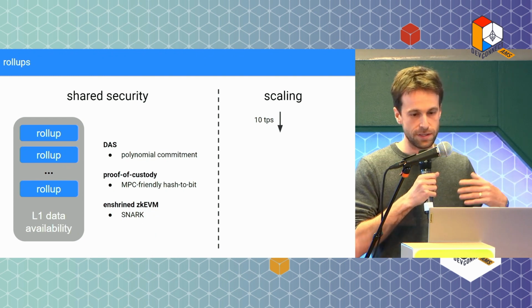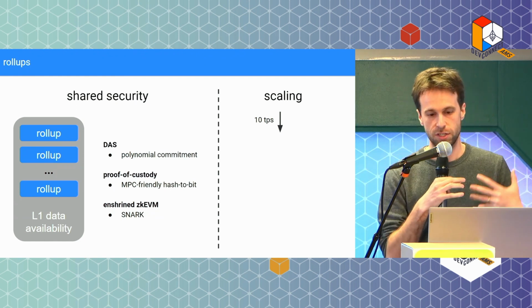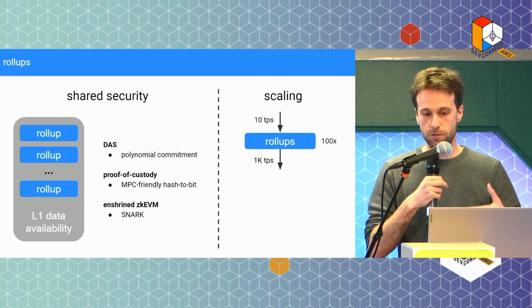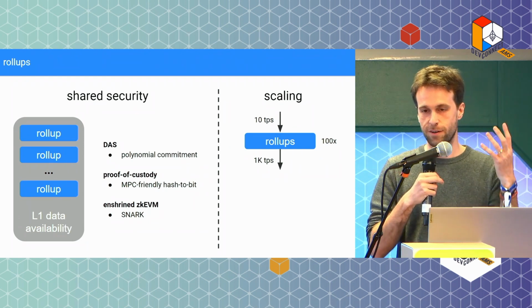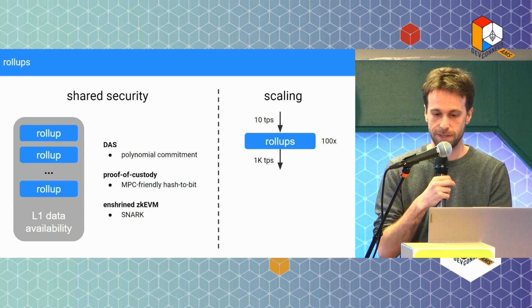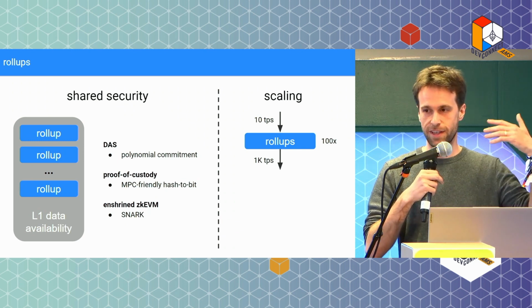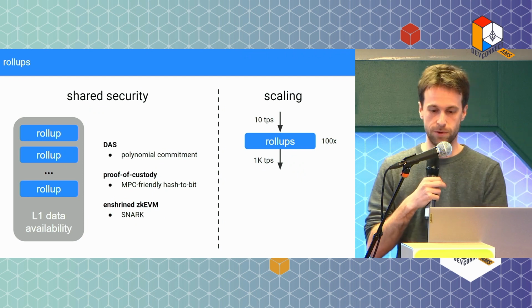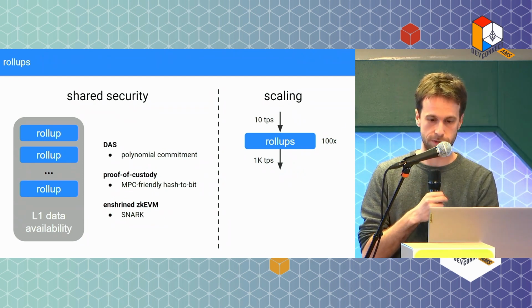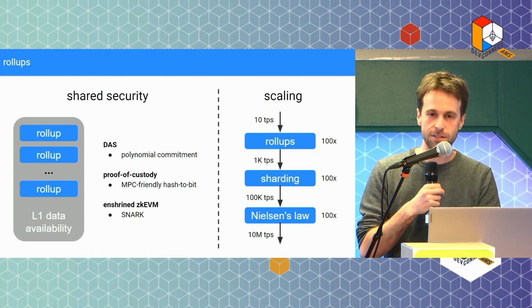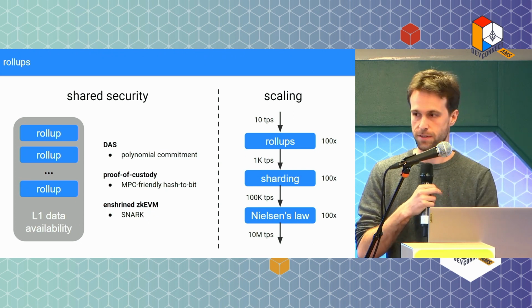What we want is not just shared security, but really scalable shared security. And here again, it is my belief that we're going to go from the current situation of 10 TPS to 10 million TPS. The way that we get there is that we have 3 100x opportunities to scale, to a large extent thanks to cryptography. Roll-ups give us 100x, sharding gives us another 100x, and Nielsen's law, which is basically Moore's law for bandwidth, gives us another 100x.